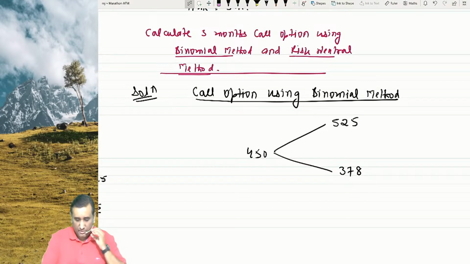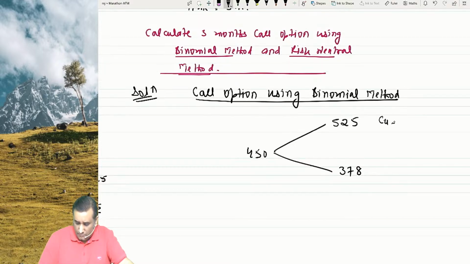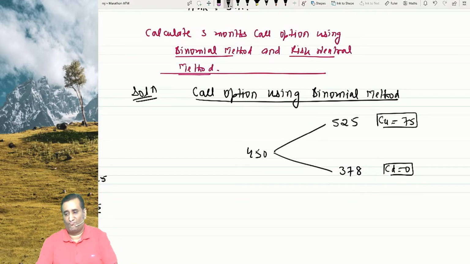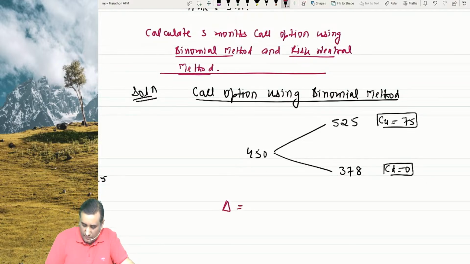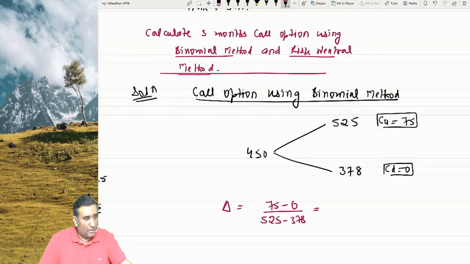Now you can tell me how much value it creates on the upside. U, 70. Delta, when you calculate, 75 divided by how much point?